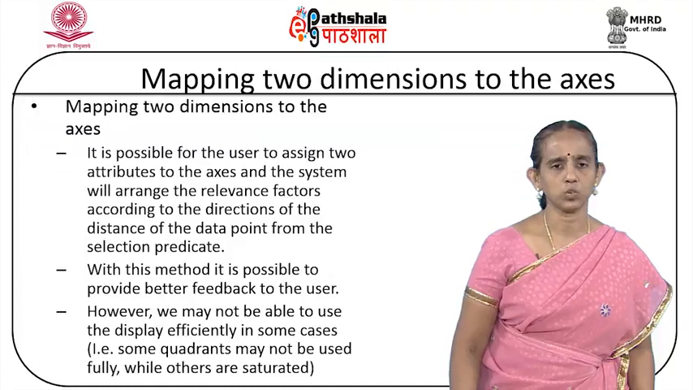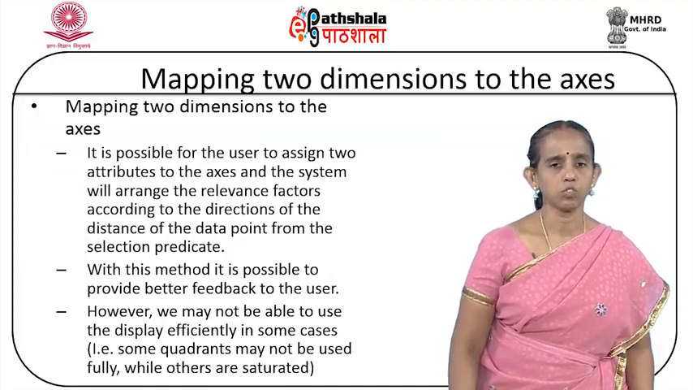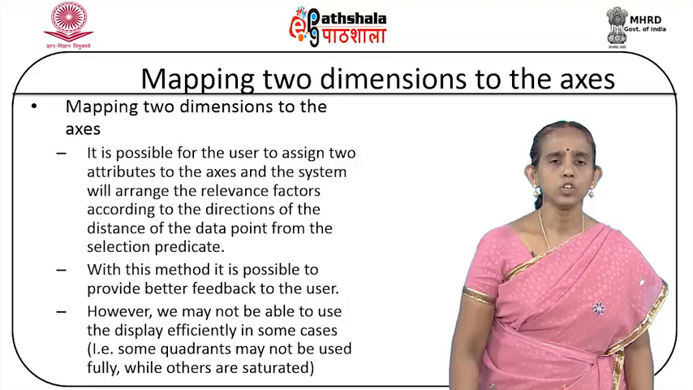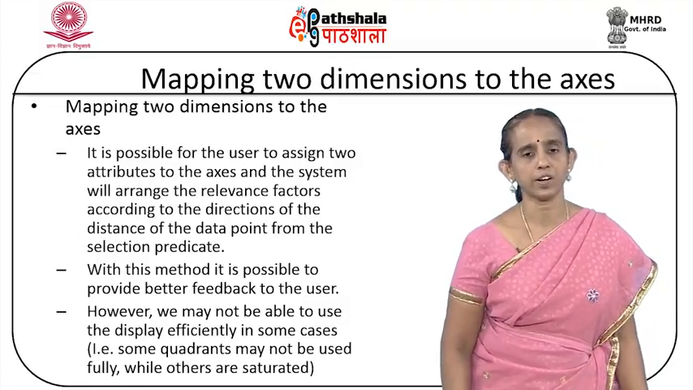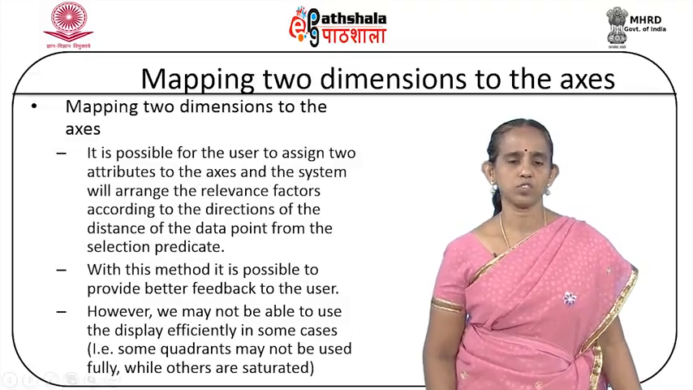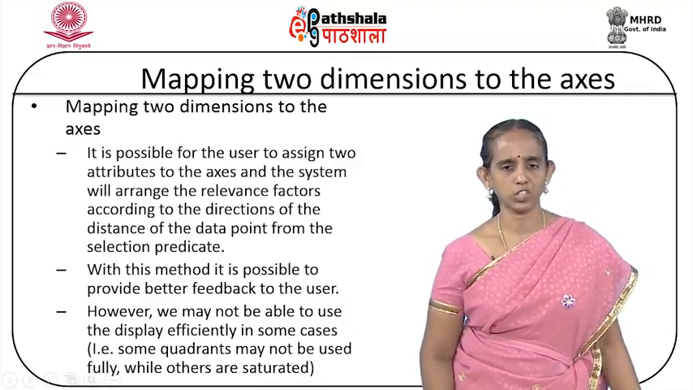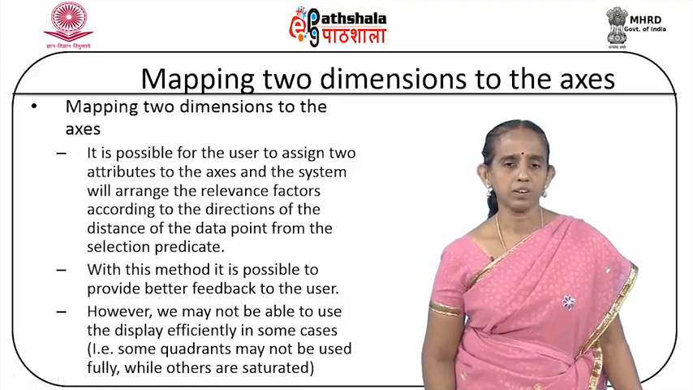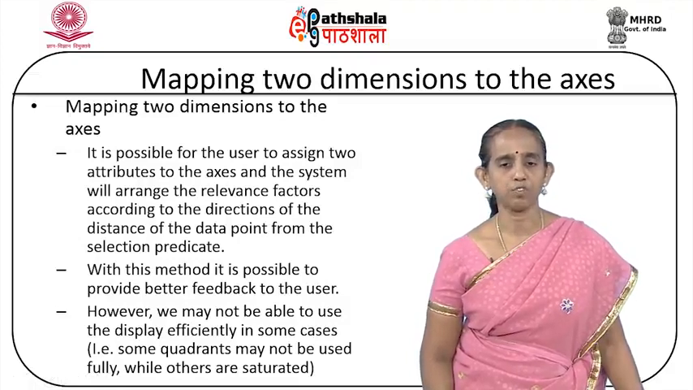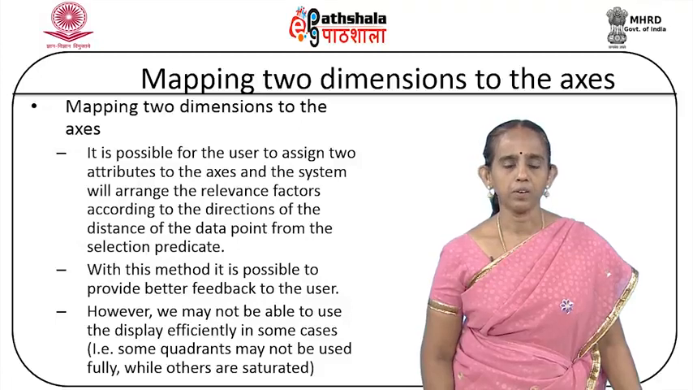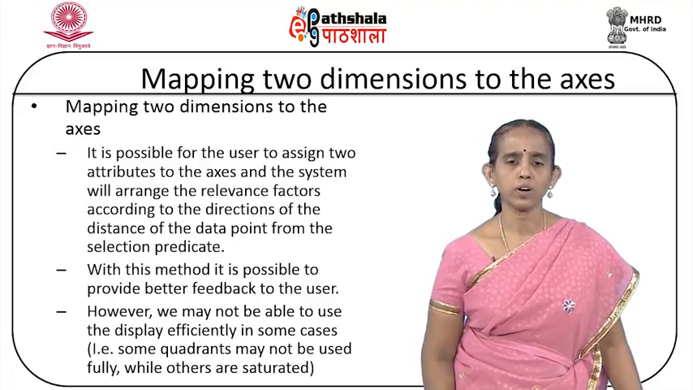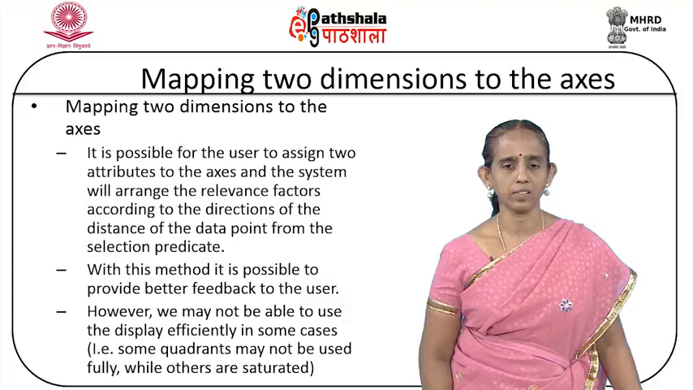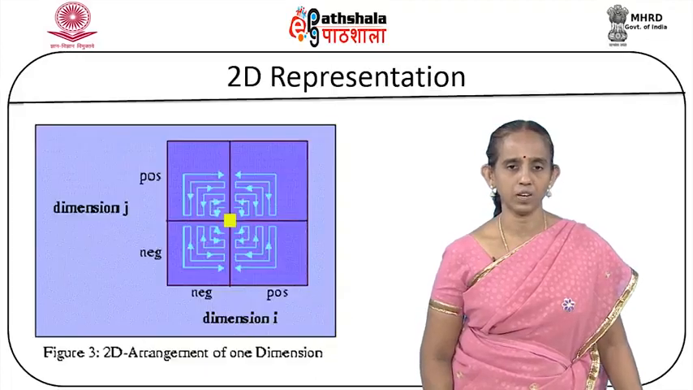Mapping 2 dimensions to the axis. It is possible for the user to assign 2 attributes to the axis and the system will arrange the relevance factor according to the directions of the distance of the data points from the selection predicate. With this method, it is possible to provide better feedback to the user. However, we may not be able to use the display efficiently in some cases. That is, some quadrants may not be used fully while others are saturated with data points.